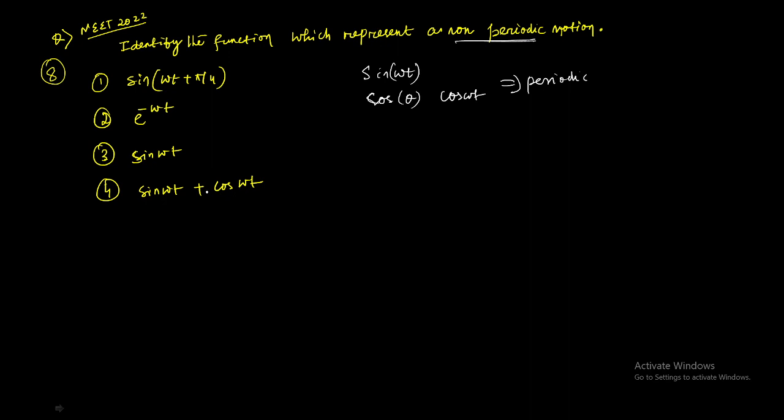It's right. But this one is not a periodic function, because why? If you draw the graph of this one, at t equal to 0 it will be 1, at t equal to infinity it will be 0, and at t equal to minus infinity it is going to be plus infinity, right? So this is what the graph will look like. It's a monotonic function, continuously decreasing if you go from 0 to plus infinity, right? Or if you go from 0 to minus infinity, it is continuously increasing. So it is a monotonic function. There is no periodic nature in this function, right? So option number 2 will be correct.